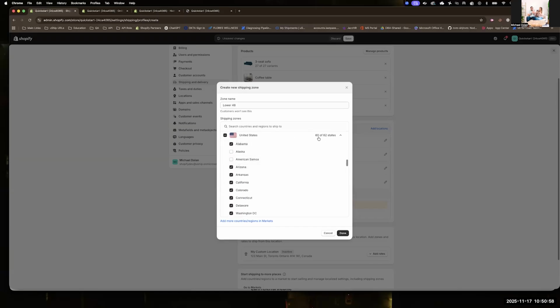So, what we want to do is make sure we get this down to 49, which is going to be everything minus, so it's basically the lower 48. So no Alaska, no Hawaii, and none of our territories like American Samoa. We have Micronesia, Guam, Marshall Islands, Northern Mariana Islands, Palau, Puerto Rico, U.S. Virgin Islands, and there are 3 Air Force bases.